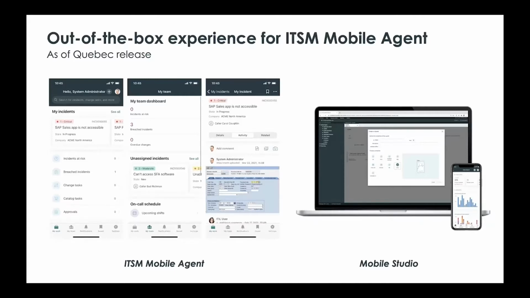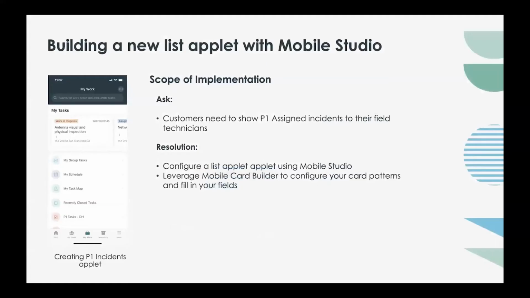Okay, so let's start with our first use case: how do we create a new list with Mobile Studio? Specifically, I need to make sure that my field technicians have access to their P1 assigned incidents and are able to work inside of them. So how would I go about configuring that?